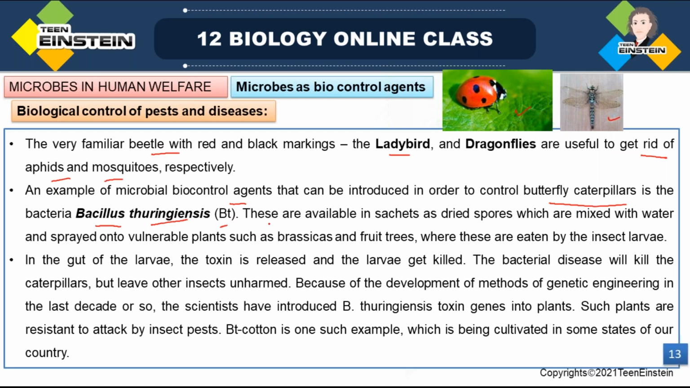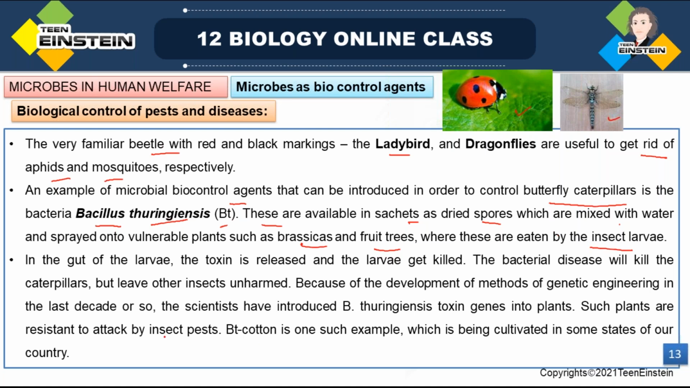But this Bacillus thuringiensis can be available in sachets. It's like dried spore, and these are mixed with water and sprayed onto plants. Okay, how is it used? These are mixed with water and can be sprayed on plants and fruit trees. You can spray it on brassica and fruit trees and all. And the insect larva will eat this.